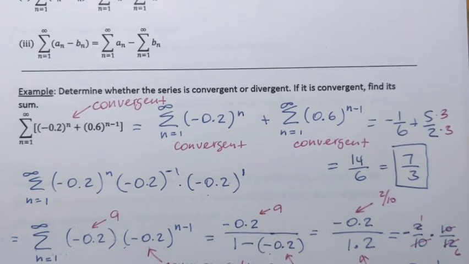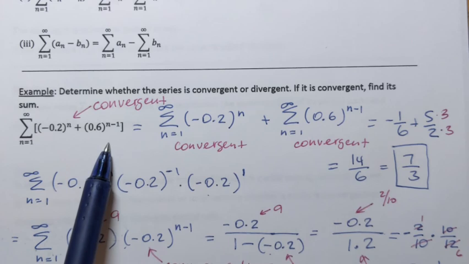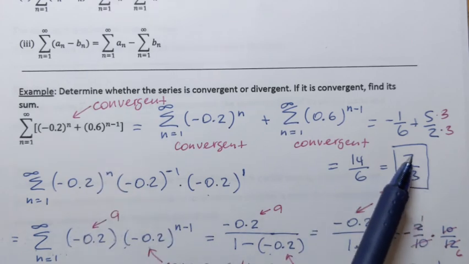So here's the conclusion for this example. This series is convergent and its sum is 7/3.